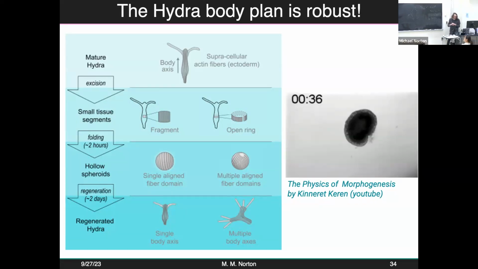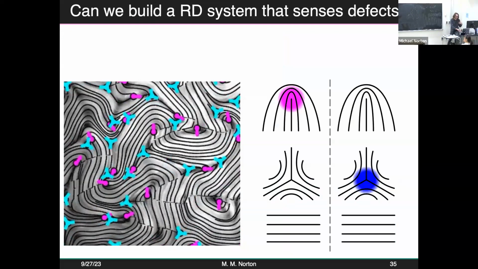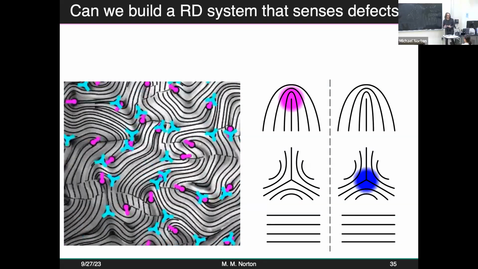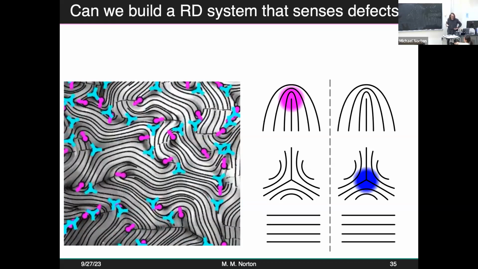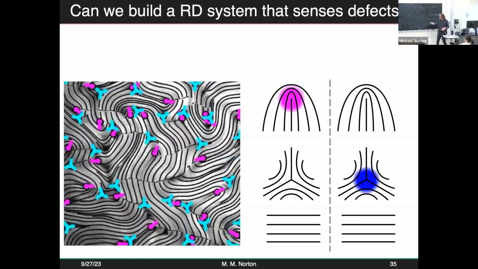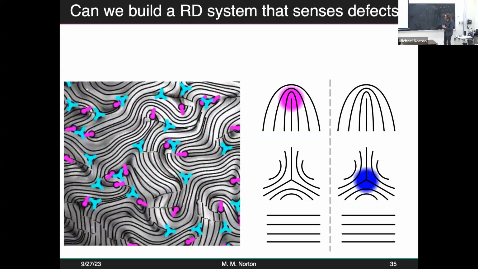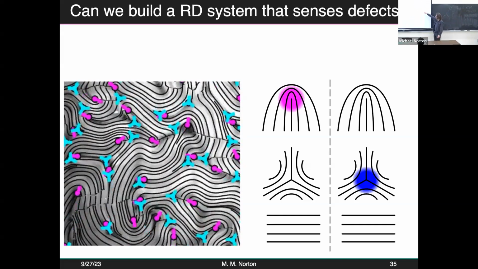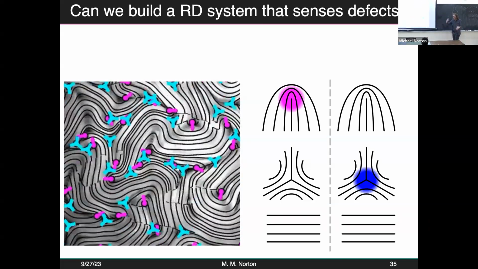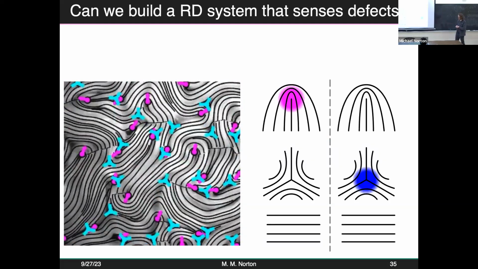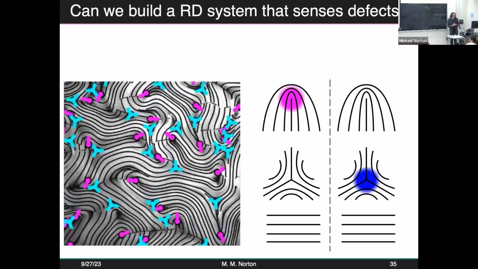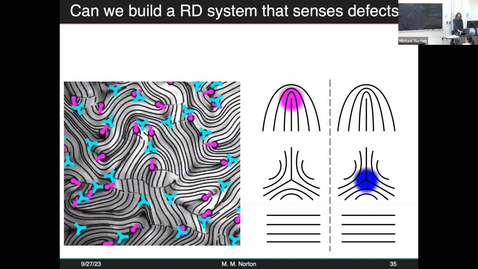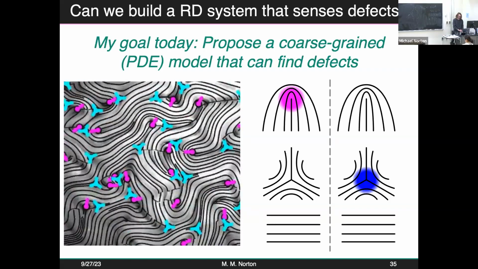And so just the idea of having defects being related to morphogenesis made me pose a problem that may or may not be biologically relevant. The idea is I wanted to know, can you make a simple reaction diffusion system that is sensitive to these topological defects? How do you turn this structural information into a chemical signal that you can then do other things with downstream? Again, how do we connect the mechanical state or the geometry of the system to chemistry in some ways?